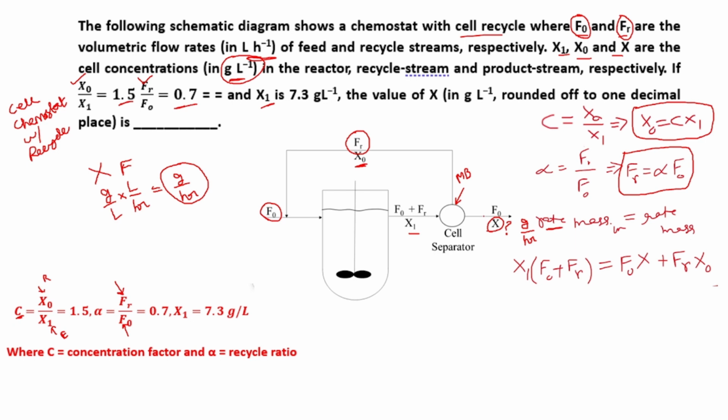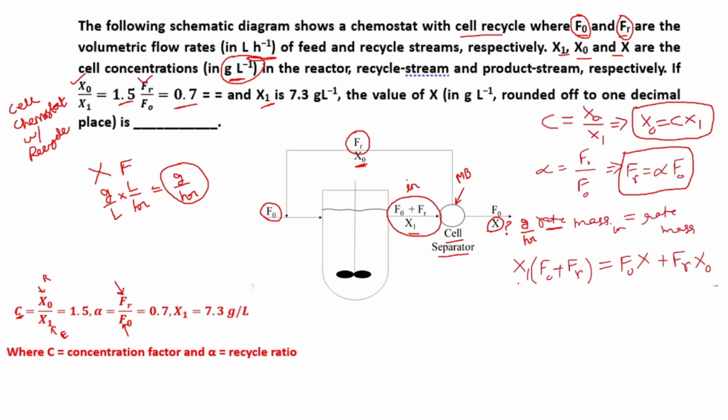Okay, so we do mass balance around this cell separator. Whatever is coming into the cell separator is equal to whatever is going out from the cell separator. So x1 is coming with a flow rate of f naught plus fr, and x is going with a flow rate of f naught, as well as x naught is going with a flow rate of fr. So total rate of mass input is equal to total rate of mass output.